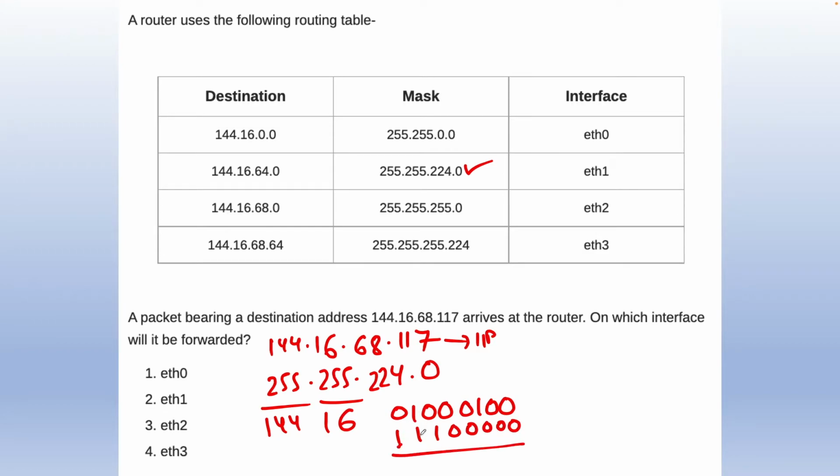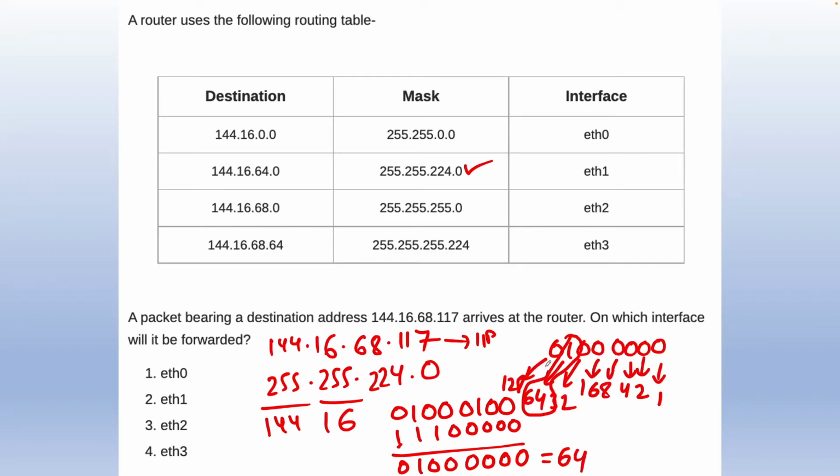So you can see that 1 and 1 will give us 1, others will turn into 0. Anything ANDed with 0 is 0, anything ANDed with 1 stays the same, and 1 and 1 will give us 1, right? So this is equal to 64. So we have arrived at 64. Now look at this destination, it is the same, that is 144.16.64.0. That's what we have obtained here, so this one also matches, and this also matches with the destination, right?